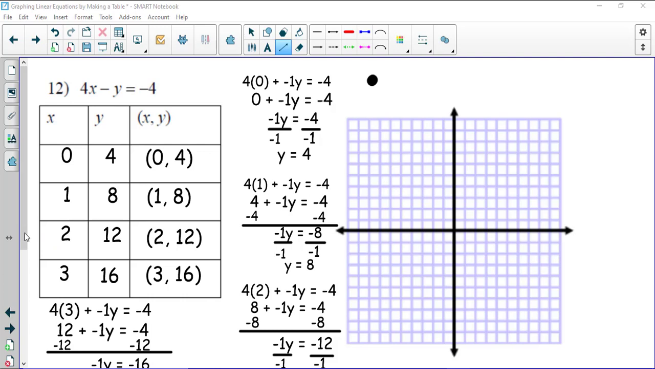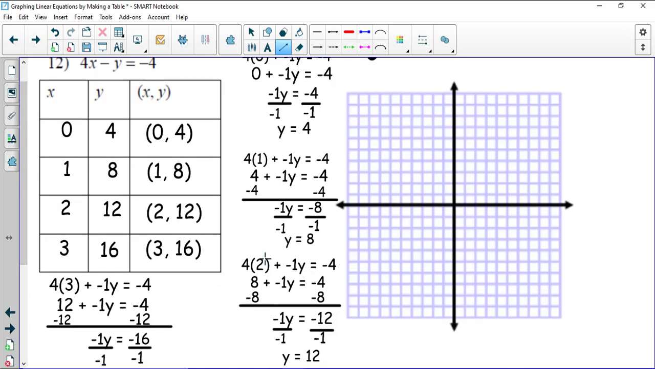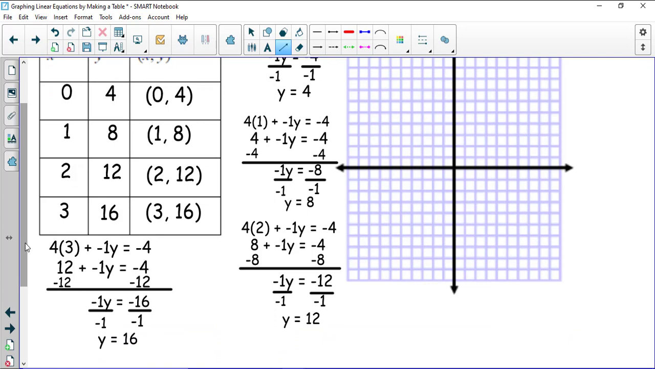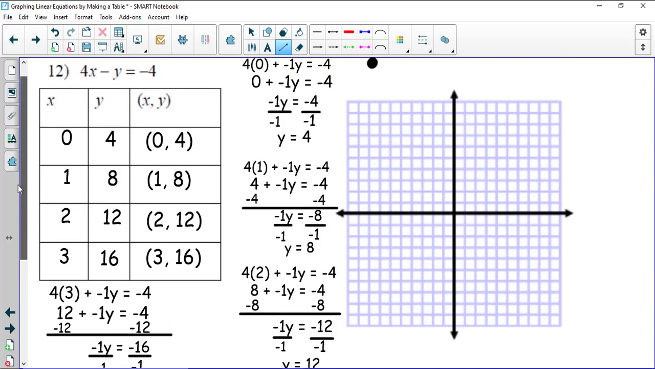Replace x with 2, so we've got 4 times 2, which is 8. Subtract 8 from both sides to get -1y equals -12. Divide both sides by -1 to get y equals +12. And we can see this pattern that our y's are increasing by 4s. Finally, I'll replace x with 3. 4 times 3 is 12. Subtract 12 from both sides to get -1y equals -16. Divide both sides by -1 to get +16. So we've got our 4 points here.